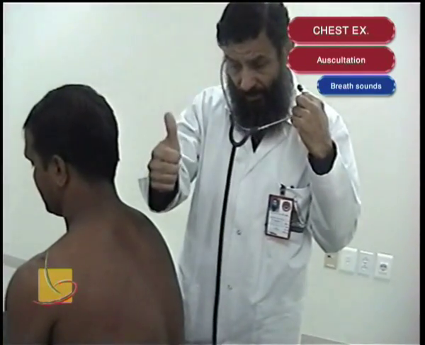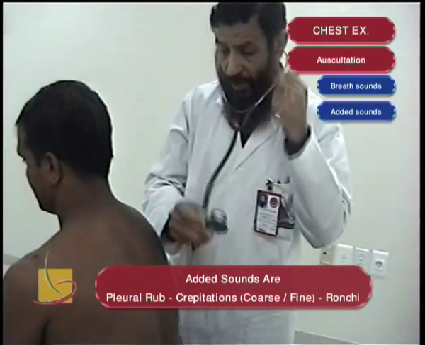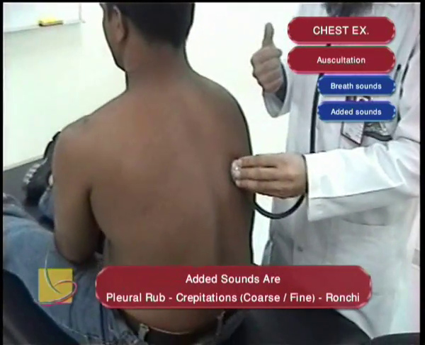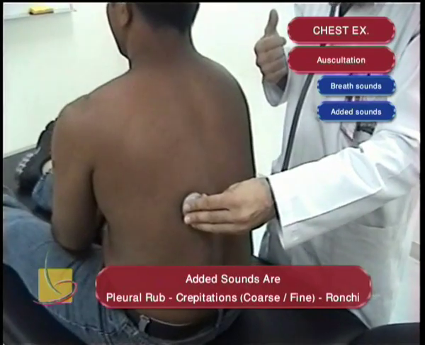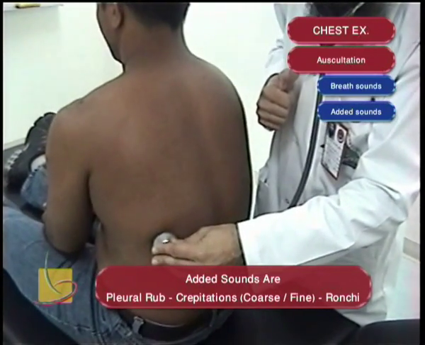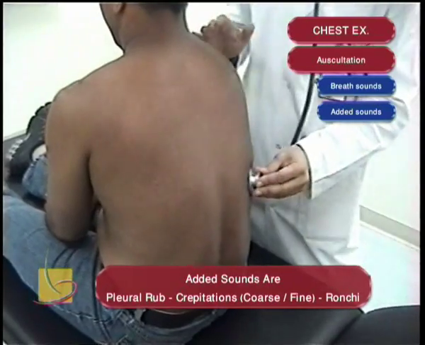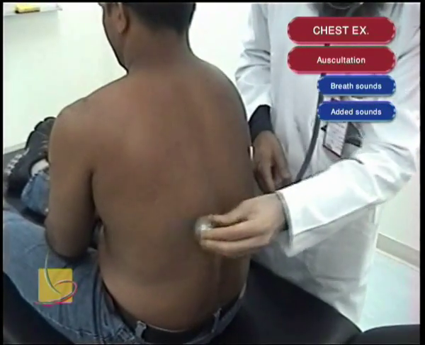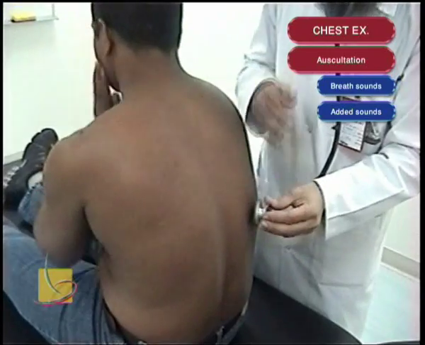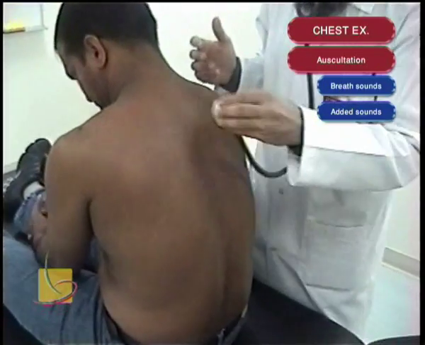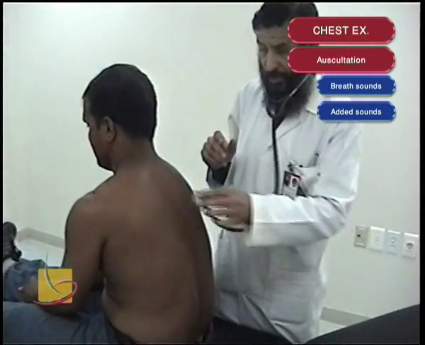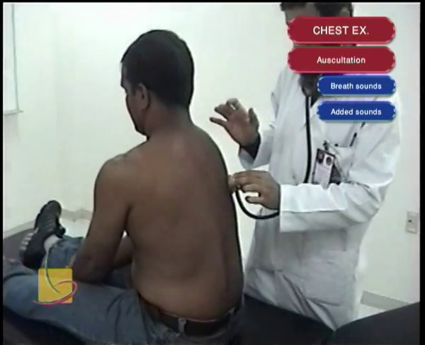After commenting on the respiratory sounds, look for added sounds. Added sounds are either crepitations, take a deep breath, in and out. Crepitations are either coarse crepitations or fine crepitations. Most of the fine crepitations are auscultated in these areas. These are the bases of the chest. And most of the fine crepitations are bilateral. Bilateral basal crepitations are almost always fine. Coarse crepitations may be detected in other places of the chest, either from the back or from the front. So added sounds include crepitations and rhonchi. Take a deep breath again. Rhonchi.